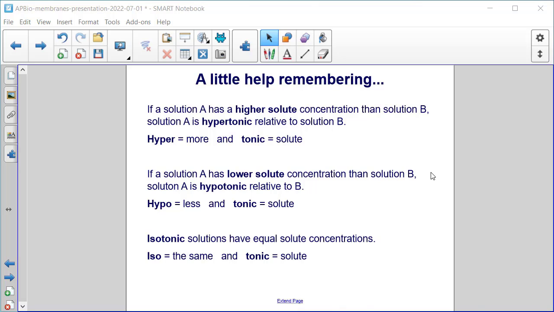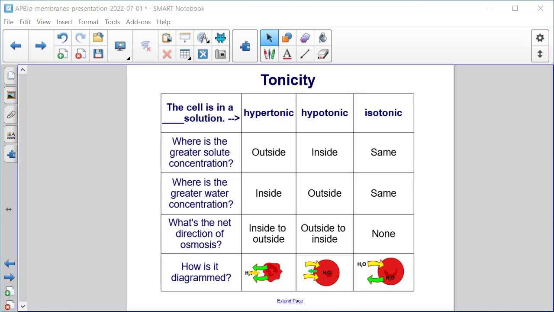Remember that here we are differentiating solution A from solution B, but solution A could just be the environment outside the cell. Solution B could be the environment inside the cell. So use that to help you as you're deciding. All right, so here's a little table or chart to help you remember these different types of tonicity.